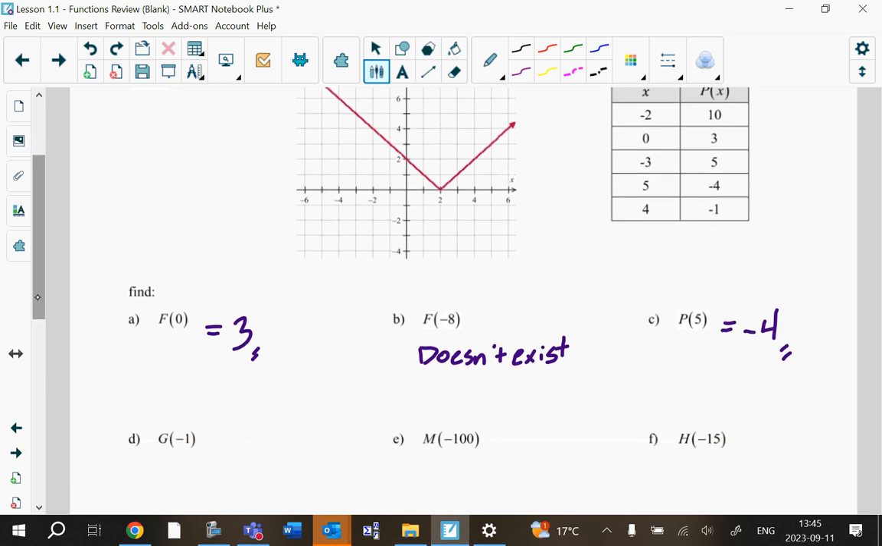G of negative 1. Well, here's function g. It's a graph. So we got to find the points on the graph where x is negative 1. Well, here's negative 1. If I go up here, this is the point on the graph where x is negative 1. What's y? 3. So therefore, g of negative 1, the negative 1 is paired with 3.